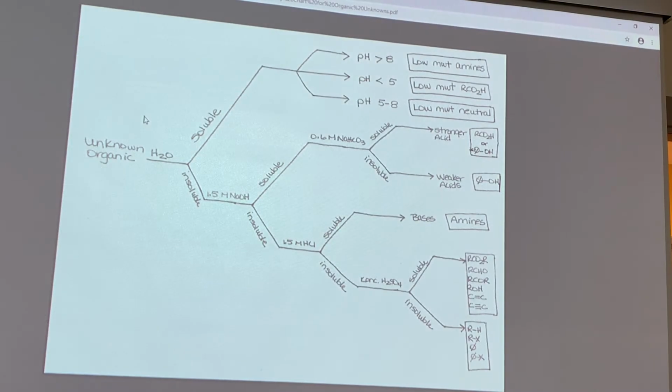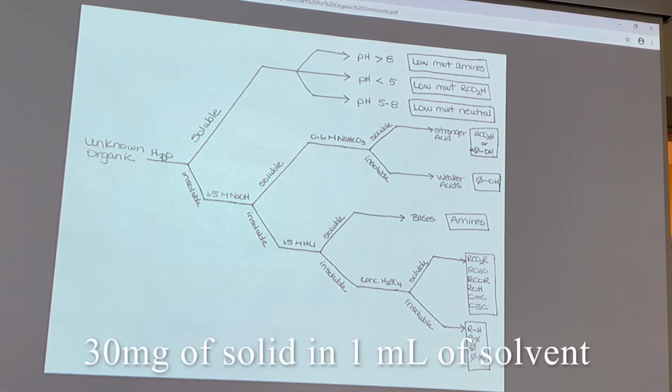What this flow chart does is it tells you you're going to first start with water, so you'll put some of your sample in a test tube and then add water to it. Kind of a general rule of thumb, about 30 milligrams in a milliliter of that substance. If it dissolves, we consider that to be soluble. If it doesn't, then we say it's insoluble.